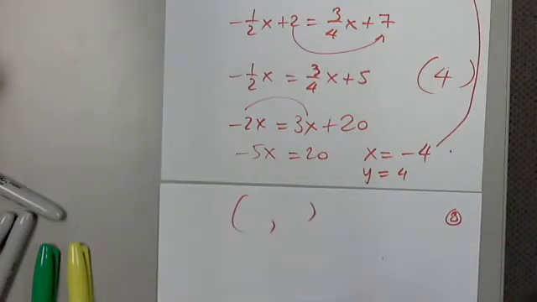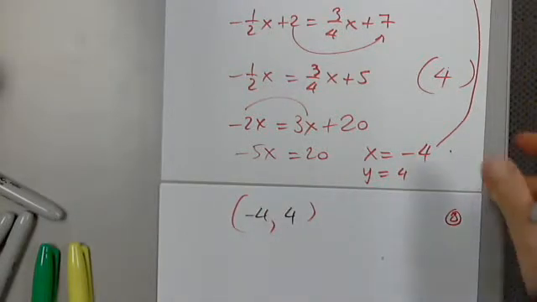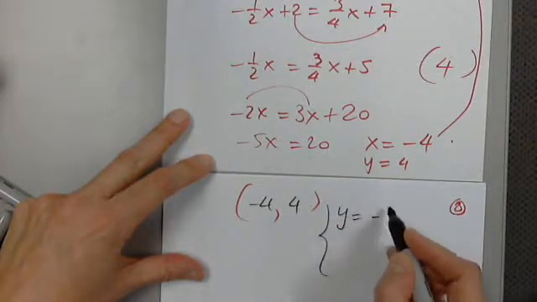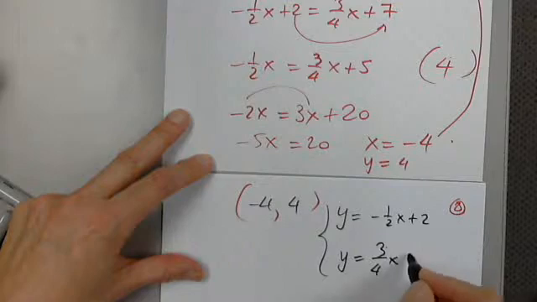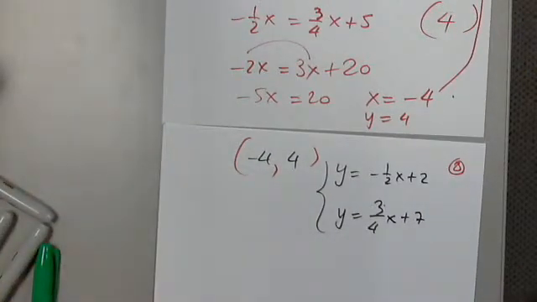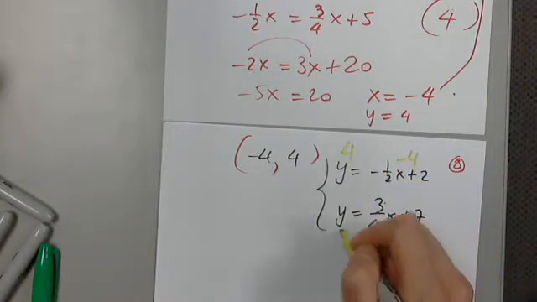So it appears that this system has the solution. We don't know yet, but it appears that it has the solution. Awesome. I don't know. I don't trust it. I'll have to go back. I'm going to write the system here one more time. So y equals negative 1/2 x plus 2, and y equals 3/4 x plus 7. Okay. So I'm checking negative 4, 4.